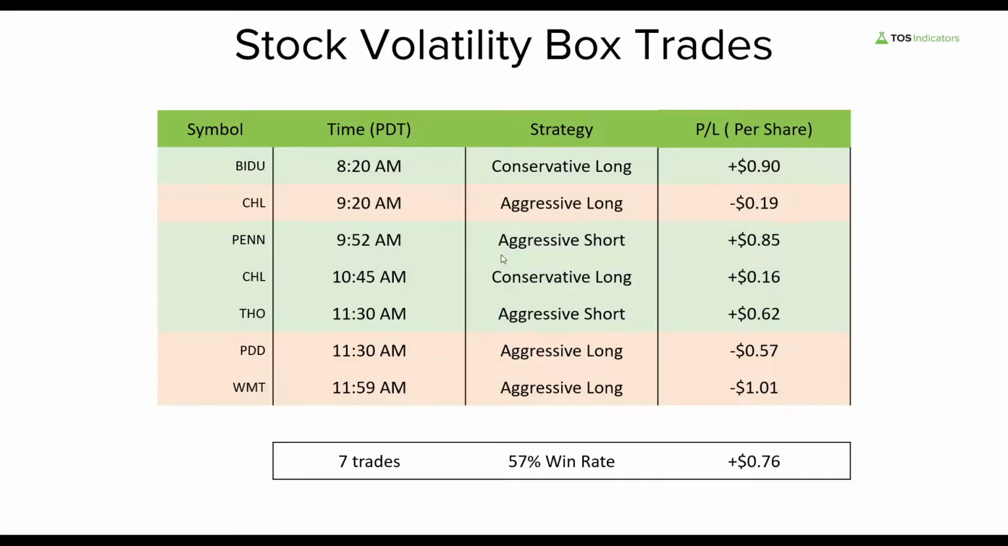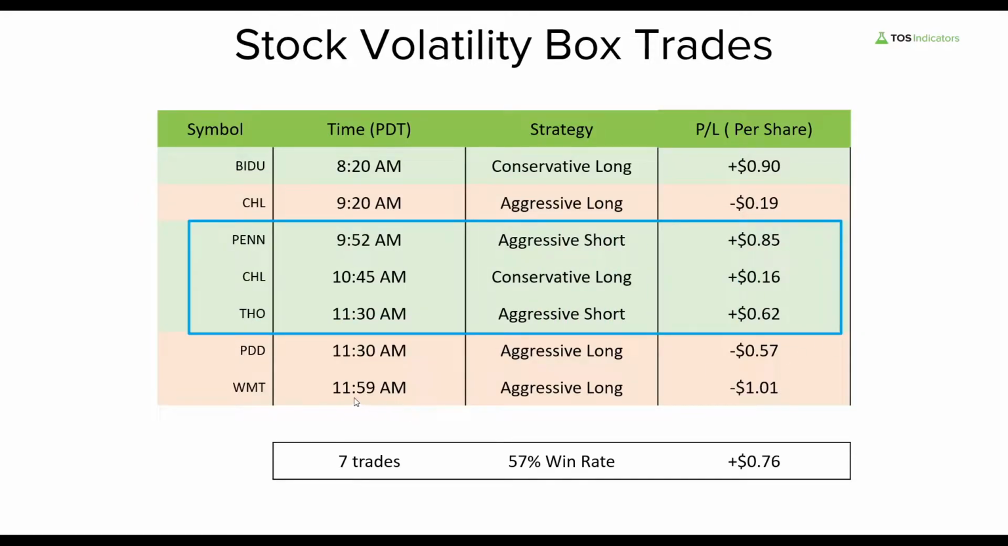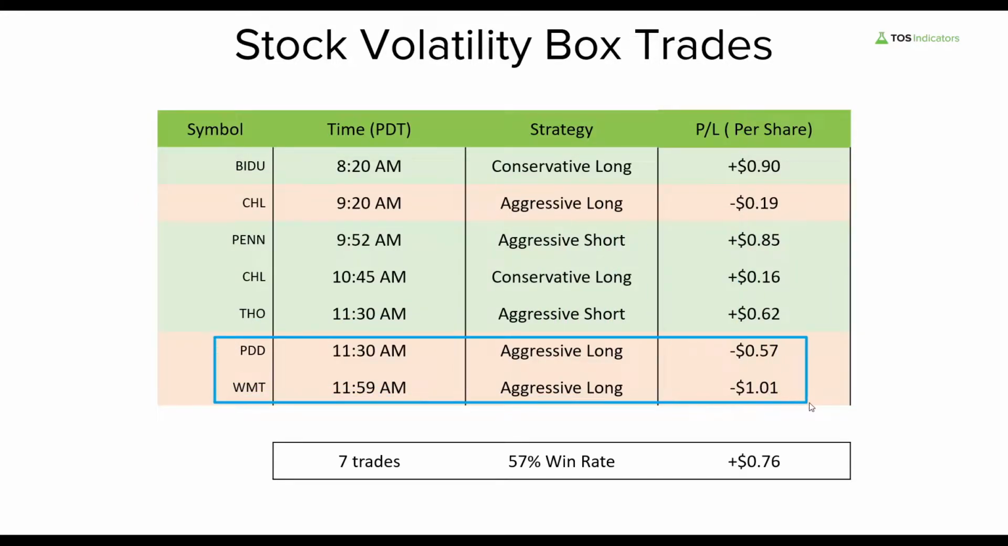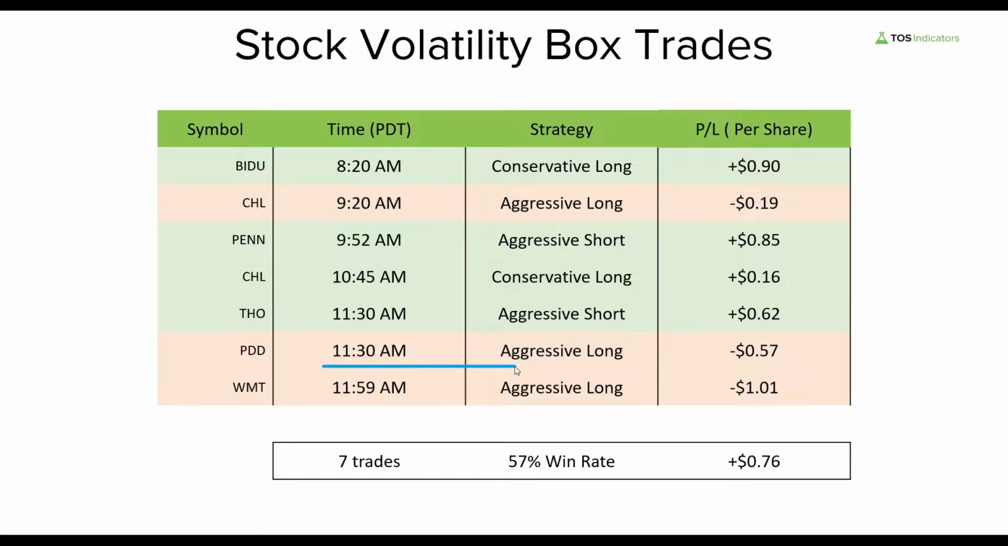Also had a trade in Penn Gaming, which worked out, along with Thor Industries. And so at this point, it was a nice win streak of 3. Probably should have stopped there, but I did take 2 more trades that set up into the close just because they looked pretty good and they still met the volatility box rules. One was in Pinduoduo, which was at 11:30. So you can see that both of these happened towards the edge of the day.